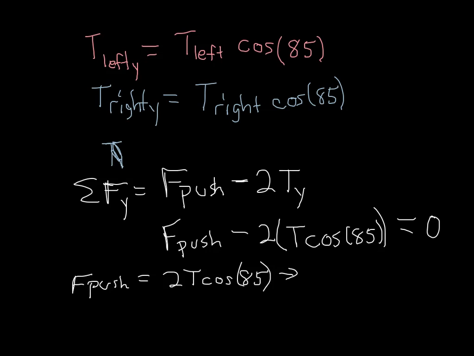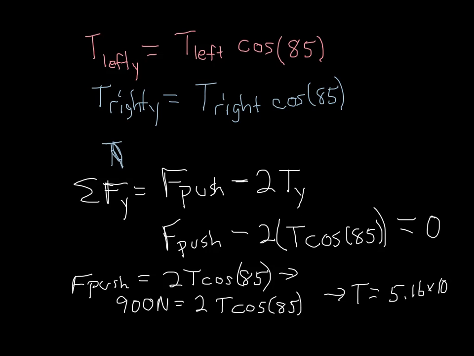I guess we don't need the x direction at all. I know what F push is, don't I? What's F push? 900 newtons. 900 newtons equals 2 times T times cosine of 85. I can solve that for T, can't I? T is the only thing I don't know. I can find that T is 5.16 times 10 to the third newtons (5,160 newtons).